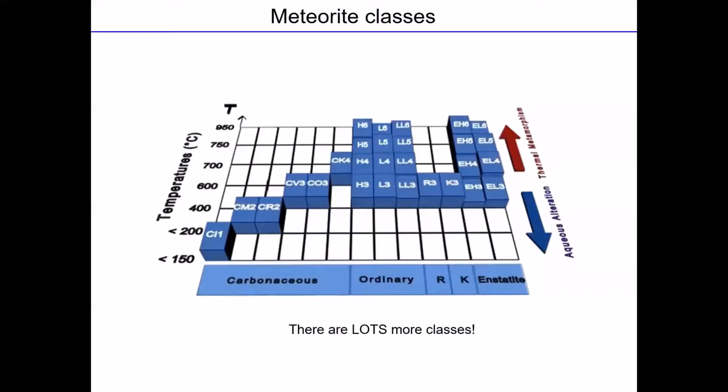To give you an idea of how diverse they are, these are the meteorite classes. There are many of them, not just because geologists love slicing things up into many pieces and giving them all unrelated names, but also because there really are different compositions and different degrees of alteration.